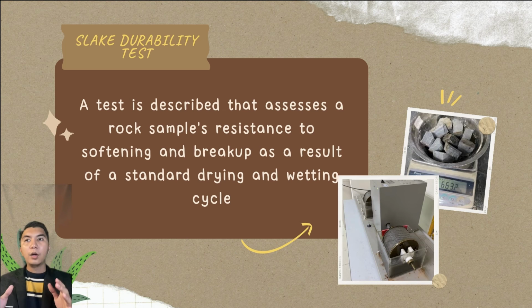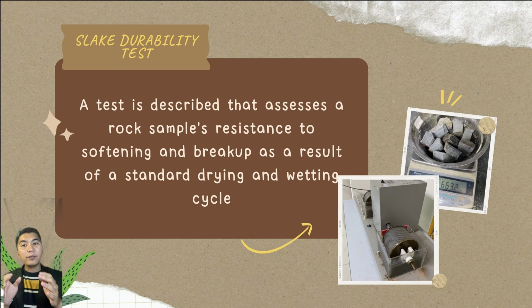14.2907. For the slake durability test, this is a test that assesses a rock sample's resistance to softening and breakup as a result of a standard drying and wetting cycle. In the process, when we get the stone out of the oven, we put it on a scale to weigh it, and then we put it in the machine and let it cycle for 10 minutes. After that, we put it back in the oven and let it dry for 24 hours. The next day, we weigh the stone on the scale.